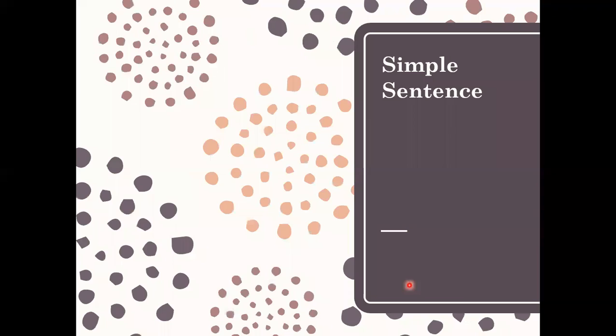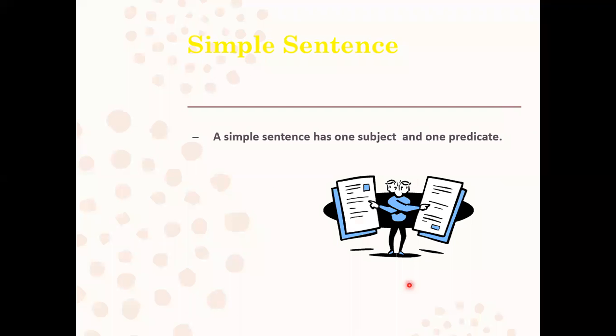Now we are going to learn about the simple sentence. A simple sentence has one subject and one predicate. There are three major categories of the simple sentence. The first category is single subject and single predicate, one subject and one predicate.